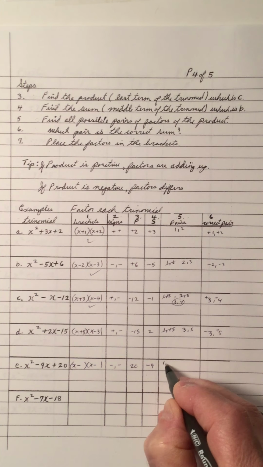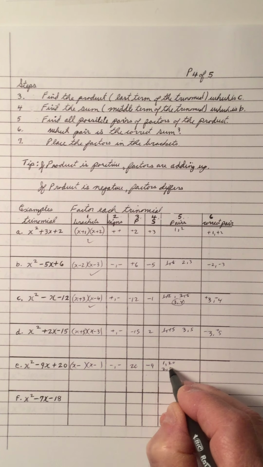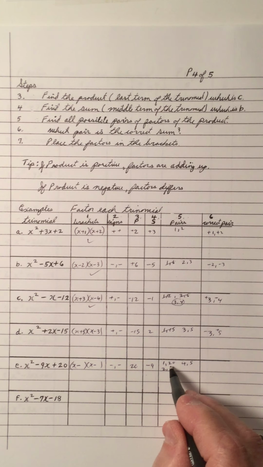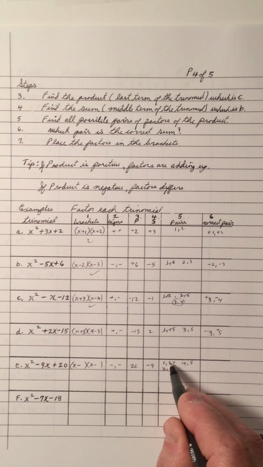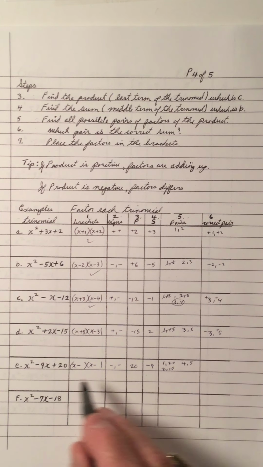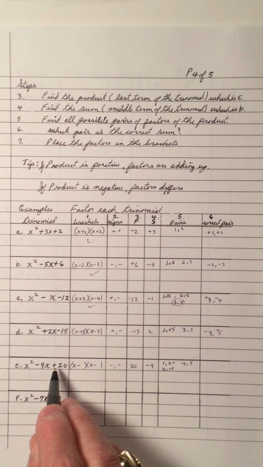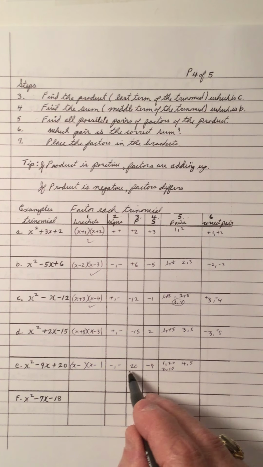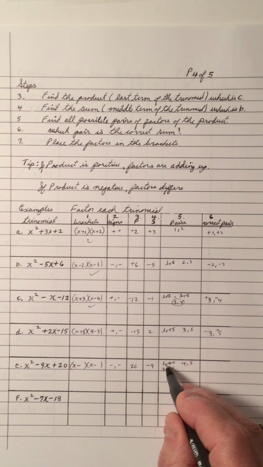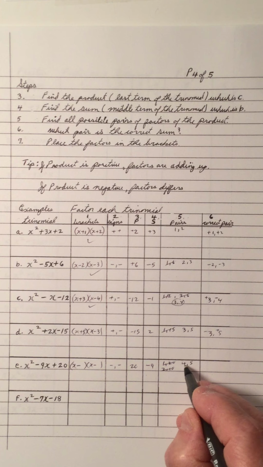So 20 is 1 times 20, 2 times 10, and 4 times 5. Remember, if you check a 10, a 10 has a 5. That means a 20 got a 5. So 20 divided by 5 is 4. So 4 and 5 are a pair. And because the product is positive, the factors are going to add up, not differ. They're the same sign, so they add up. So what factors add up to give you a 9? Nope. That's a 21. That's a 12. So it's 4 and 5.